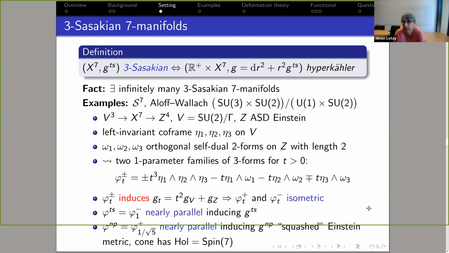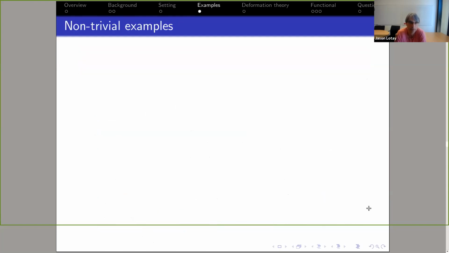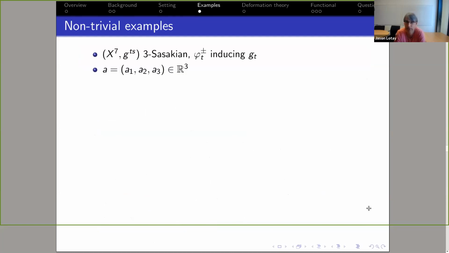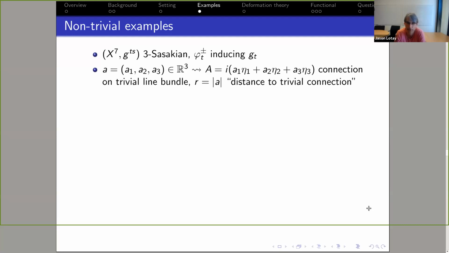So now it's very easy to write down the examples. The examples come from the following very simple construction. We take our 3-Sasakian 7-manifold with our G2 structures, and we just take a triple of numbers in R^3, which I'll call A, and then I just write down this U(1) connection. It's basically one of the simplest things you can do. It's defined on the trivial line bundle over our space. And I'm going to write R for the size of this A. So you can think of that as the distance to the trivial connection, because if I take A equals 0, I get the trivial connection.